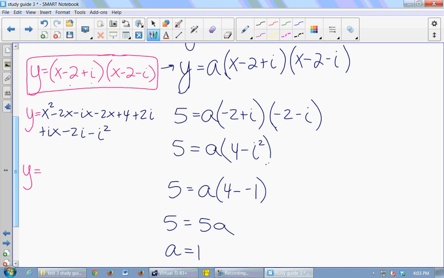Now I have a bunch of terms that fall out. So my minus ix and my plus ix go away. I have a plus 2i and a minus 2i. Those go away. And my i squared is really a negative 1. So I can cross that out, instead put a negative 1 there. And now just combine like terms. I've got an x squared. Minus 2x and minus 2x is minus 4x. And then I have a plus 4 and a minus, right here, negative 1, which is really plus 1. So this is plus 5.